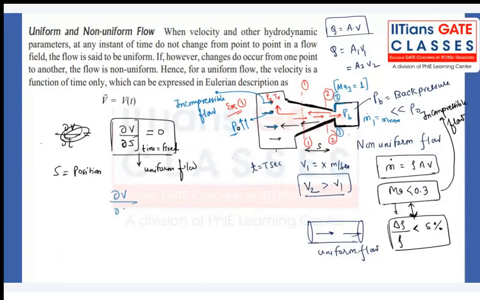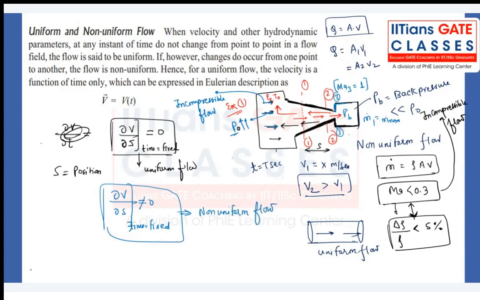And further note down ∂V/∂s not equal to 0 for a fixed time. That condition we say is non-uniform flow. Once it is done, let me know.